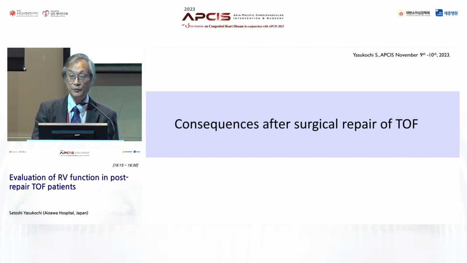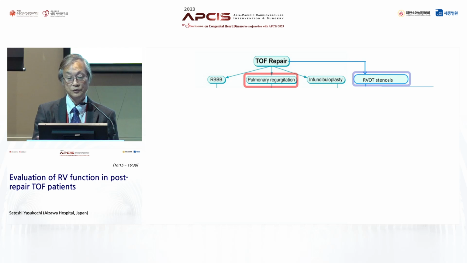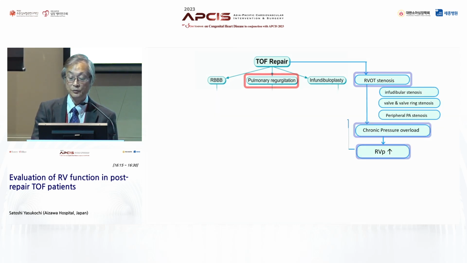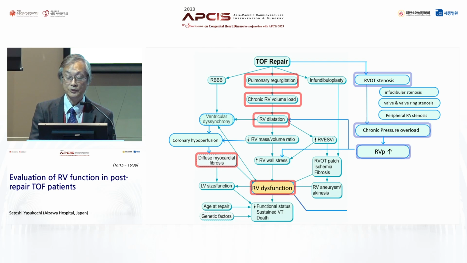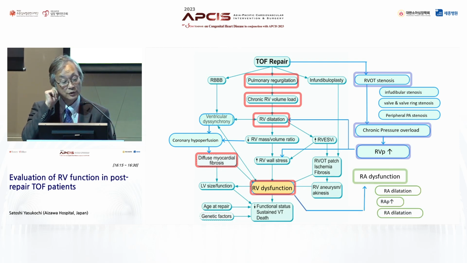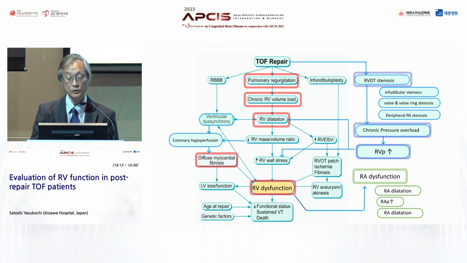Consequences after the surgical repair of tetralogy of Fallot. After repaired tetralogy of Fallot, you may have RV outflow stenosis, causing chronic pressure overload and elevated RV pressure. And if you have pulmonary regurgitation, it causes RV dilatation and volume overload, and then RV dysfunction. And RV dysfunction causes further dysfunction later on.